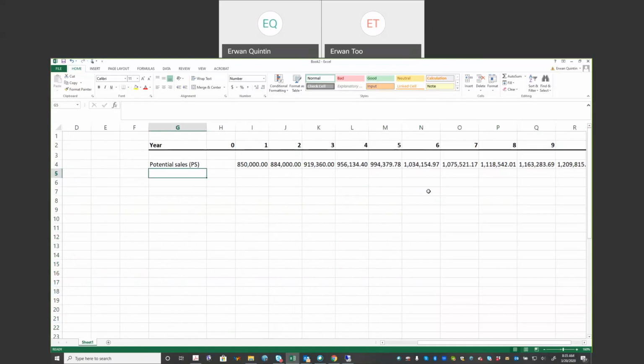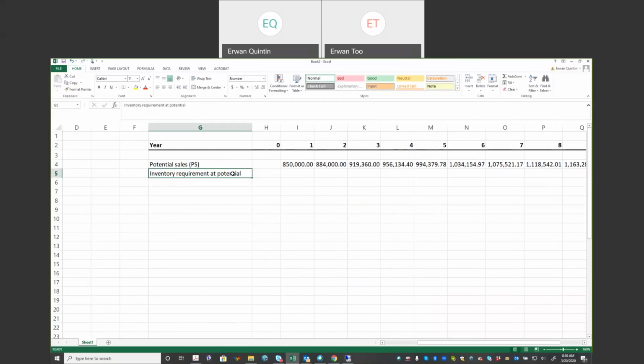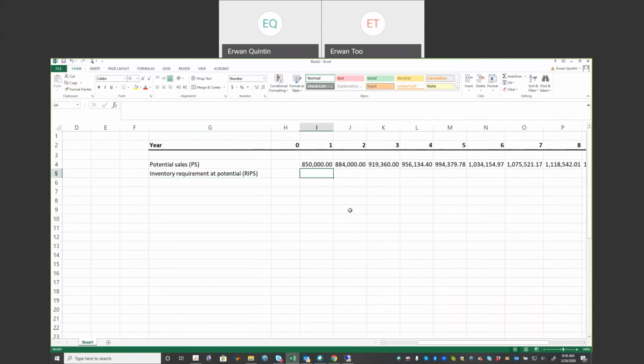But of course, in order to support those sales, as we've discussed already, there is an inventory requirement. So I need to keep track of the inventory requirement at potential. So that is to say, if I'm lucky enough that I get to sell at potential, I need to have the inventories to match to support those sales. So this is what we're going to call RIPS, required inventory at potential sales. This is something that's very easy to compute because I have assumptions about this.